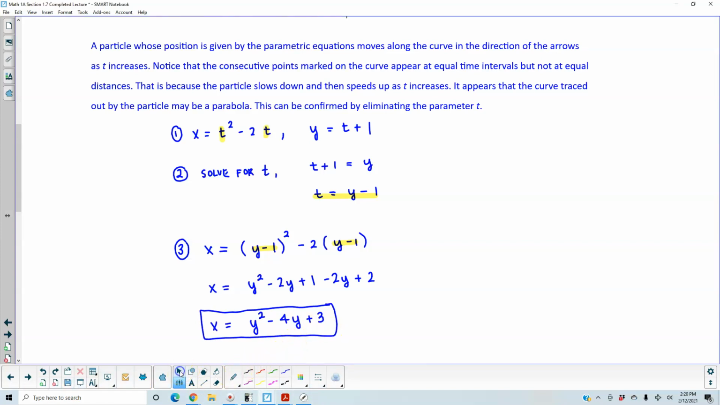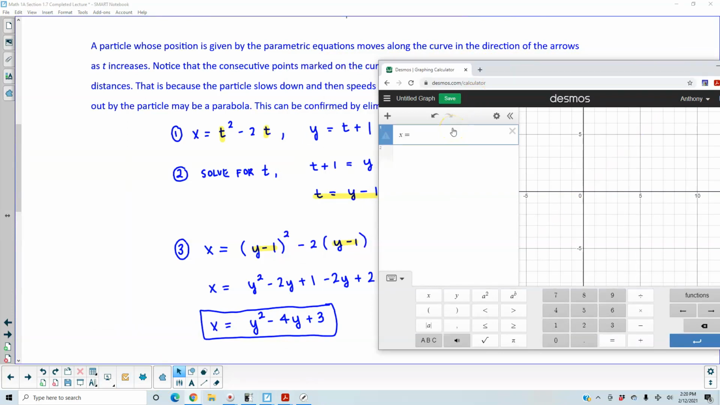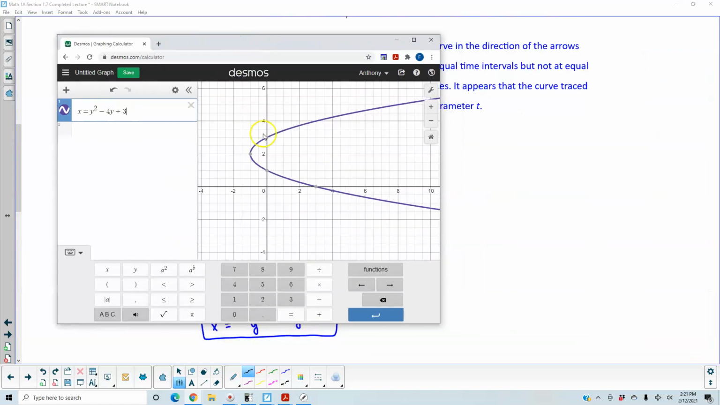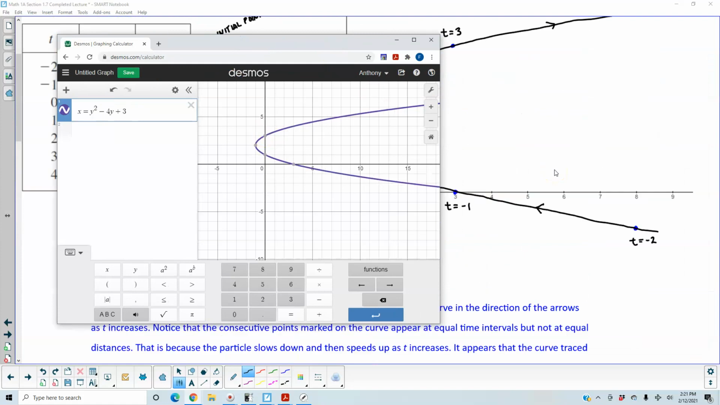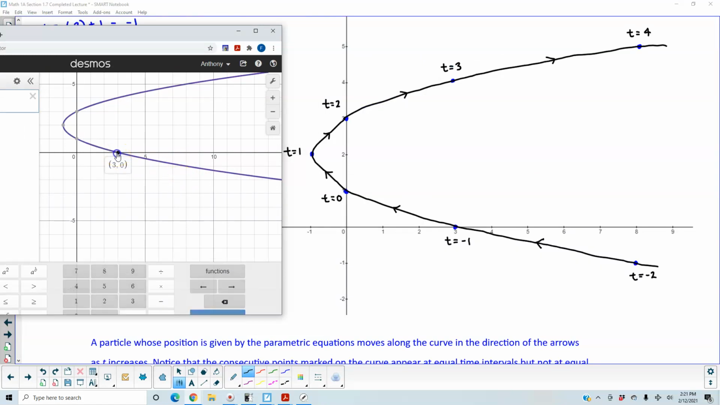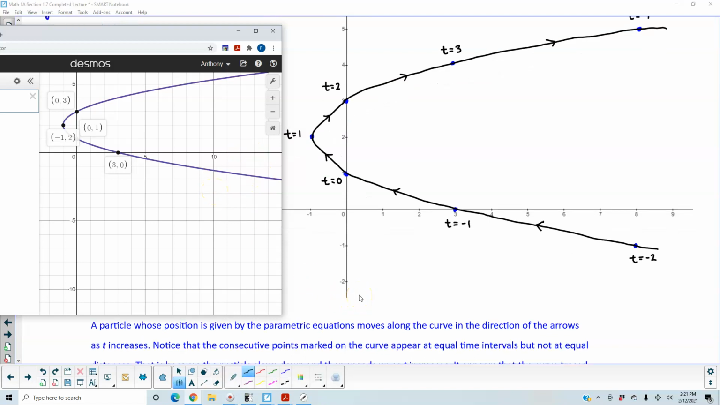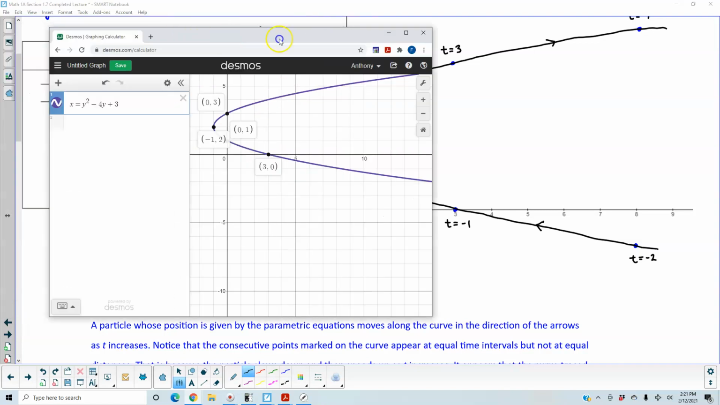Just to verify our result, let's graph this in Desmos to make sure that it confirms what we just said. We can put in the actual equation here: x equals y squared minus 4y plus 3. Let's take a look at our graph. If we take a closer look, again, there's our value (3, 0). It goes through (0, 1). We also have (-1, 2), and there's (0, 3). So there it confirms that it is a parabola, and what we've done is we've eliminated the parameter t.